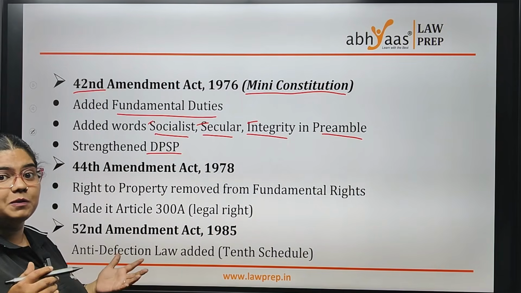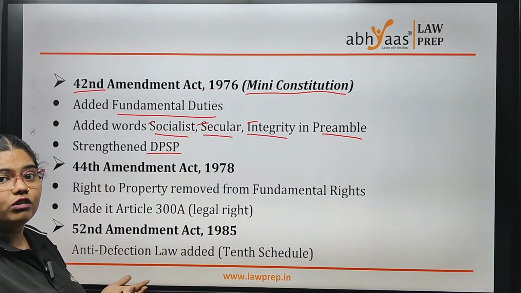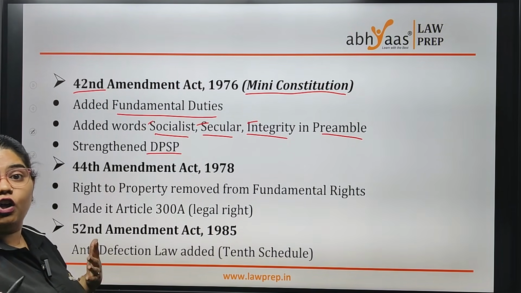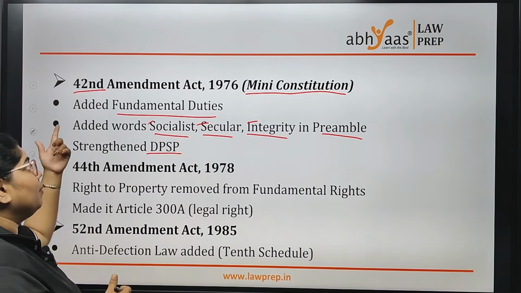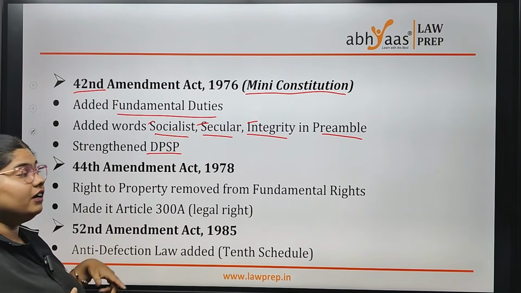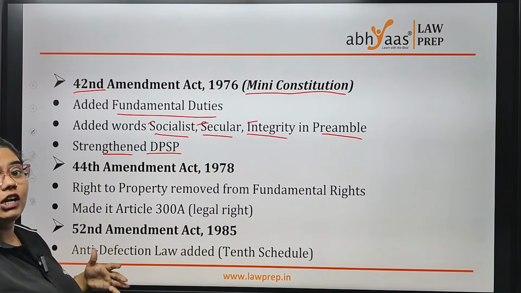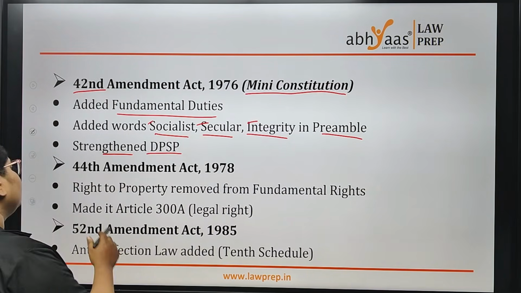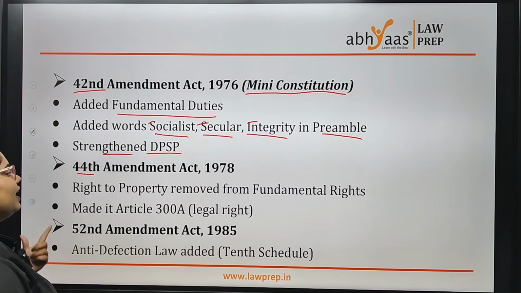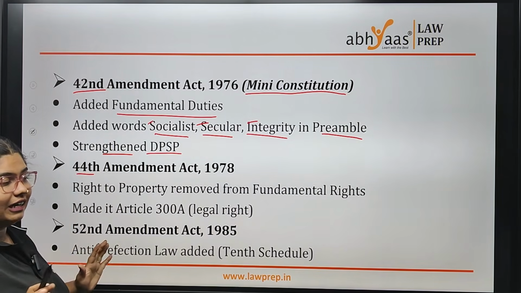We even read that DPSPs are not strong, they are not enforceable, we can't file a case if lawmakers are not following DPSP. But in the 42nd amendment, they said you should make sure that DPSPs are strong. Now comes the 44th amendment, where they say right to property is no more a fundamental right.